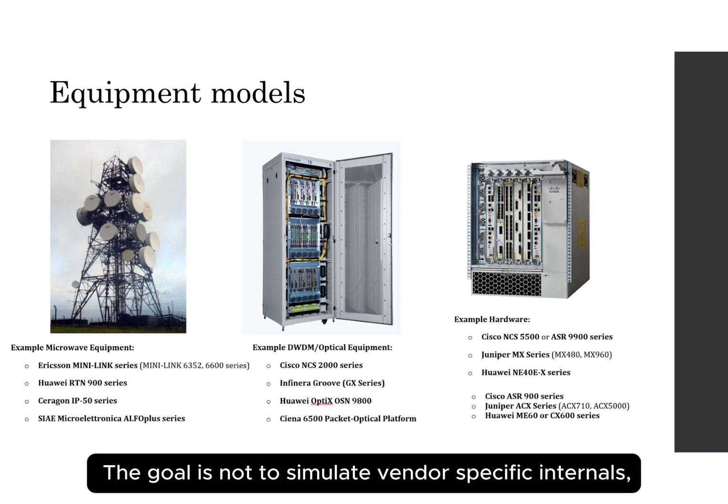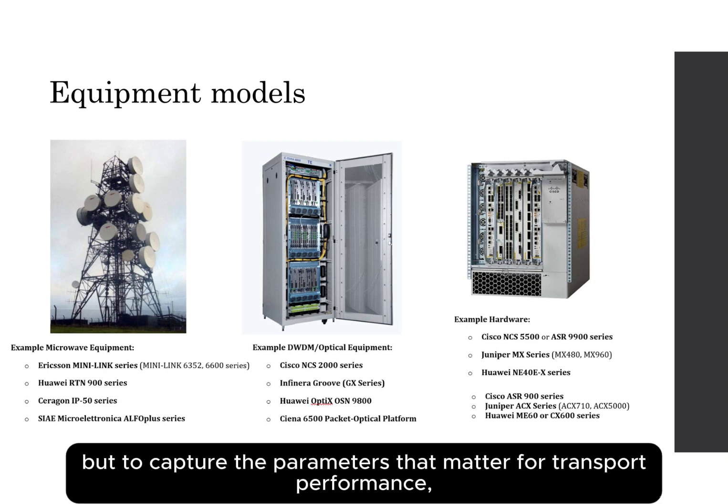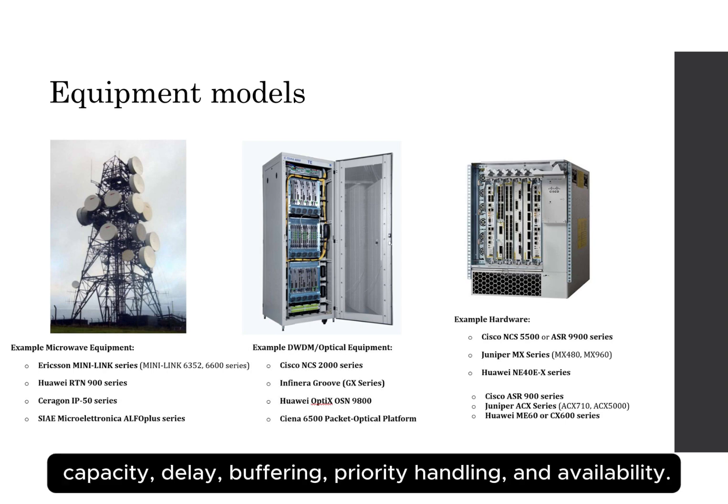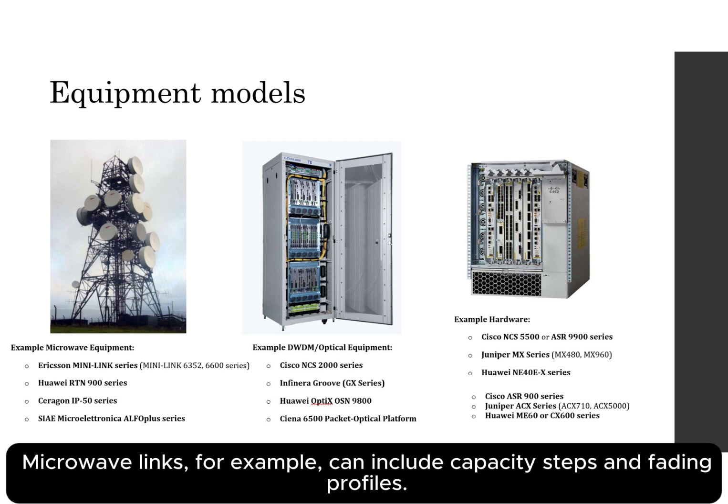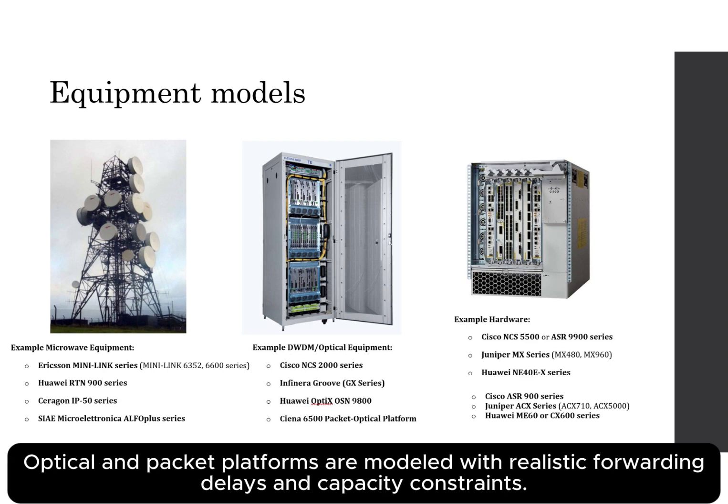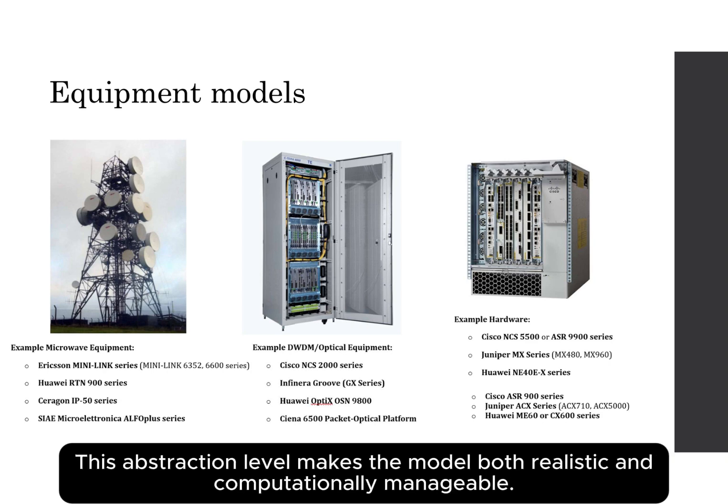The goal is not to simulate vendor-specific internals, but to capture the parameters that matter for transport performance: capacity, delay, buffering, priority handling, and availability. Microwave links, for example, can include capacity steps and fading profiles. Optical and packet platforms are modeled with realistic forwarding delays and capacity constraints. This abstraction level makes the model both realistic and computationally manageable.